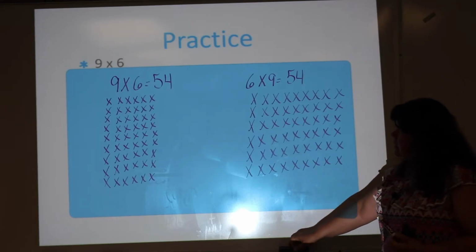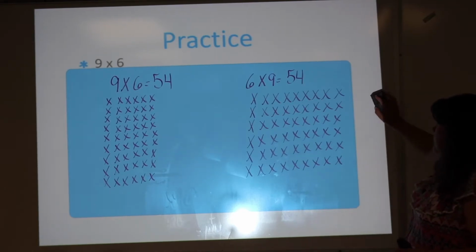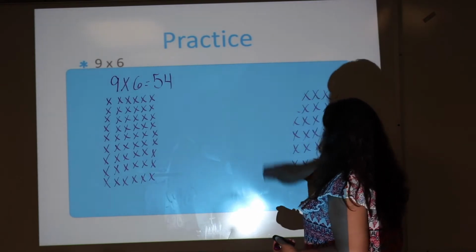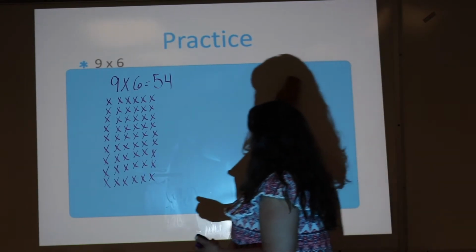Okay, 9 times 6 equals 54. 6 times 9 equals 54. This is the commutative property, and it means to switch the factors.